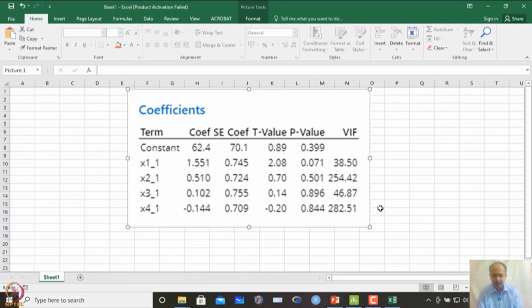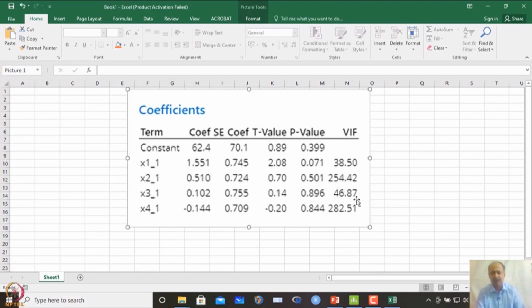So, whenever this strong relationship exists, the variation inflation factor will be more than 5 or 10. Generally, a statistician follows some rule of thumb like that. If it is more than 5, we will take action, and we want to eliminate the multicollinearity problem in the regression equation, so that my prediction model becomes more accurate.